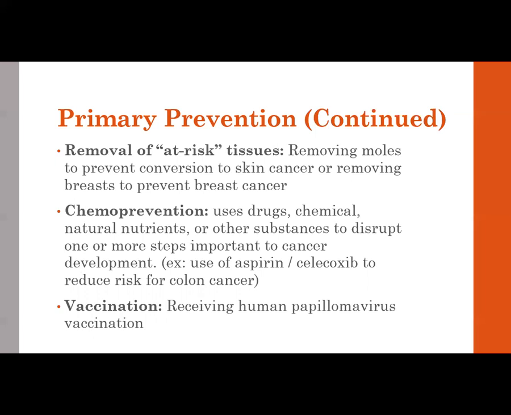Chemoprevention: use drugs, chemicals, natural nutrients, or other substances to disrupt one or more steps important to cancer development. So basically, use of aspirin to reduce the risk of colon cancer. Vaccinations, doing things like receiving your human papillomavirus vaccination. So making sure that people understand why they should get the vaccination.